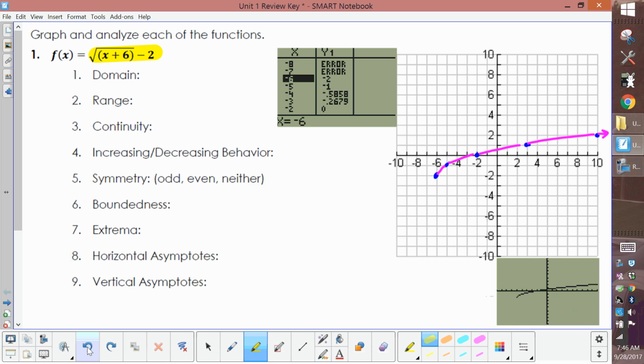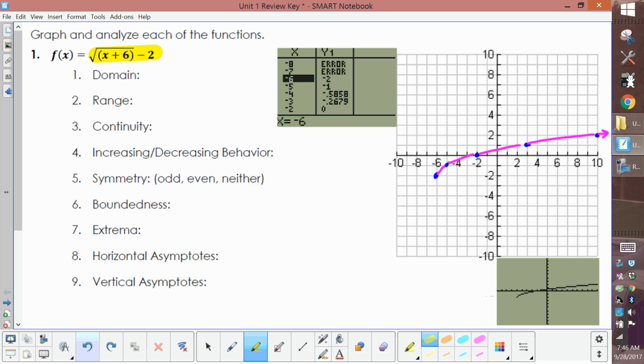And then I used a table here to get some nice clean points. So you'll notice my lowest point there is -6, -2, -5, -1. I plotted these points, and I connect them with a nice smooth curve. And it looks just like a square root function should look, but shifted to the left 6 and down 2, okay, which you should know from your transformations.